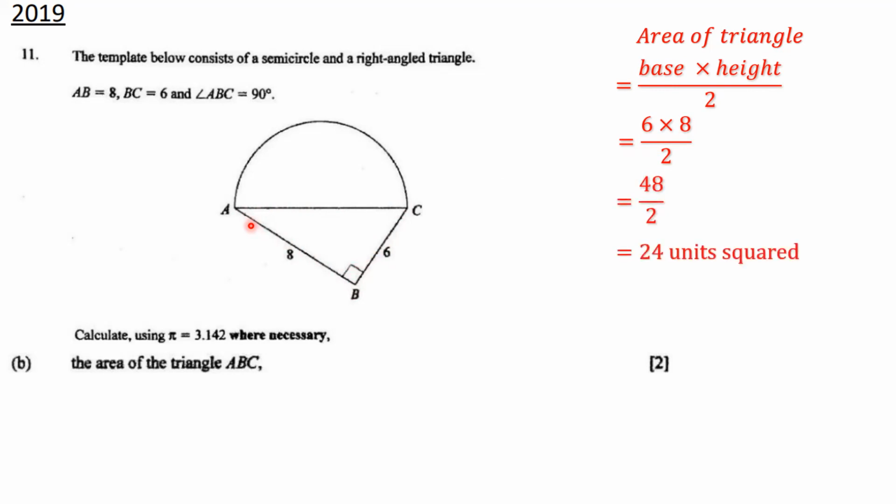We divide that by 2 and we get 24 units squared. Now we say units squared because they don't give us if it's centimeters or meters or inches. They don't give us any units, so we just put units squared because we don't know what units they're talking about. But whatever unit it is, it's going to be units squared, because area is always a unit squared. Whatever unit you're talking about, square that.